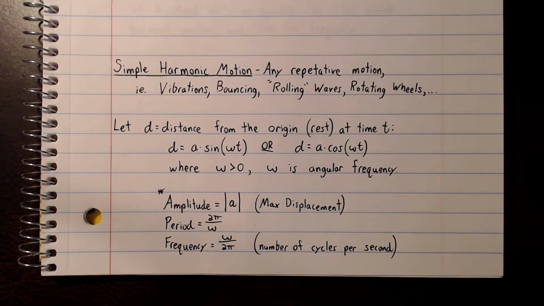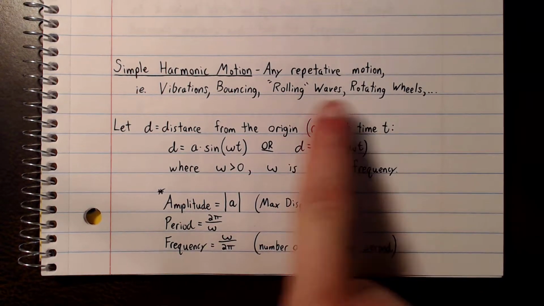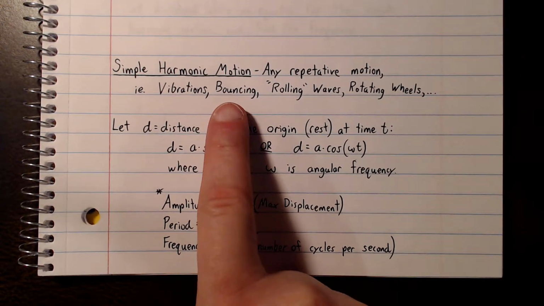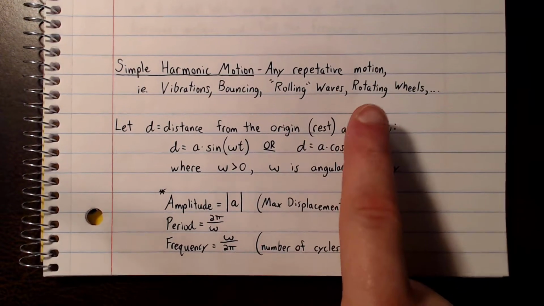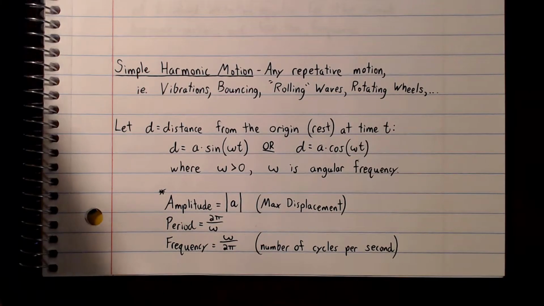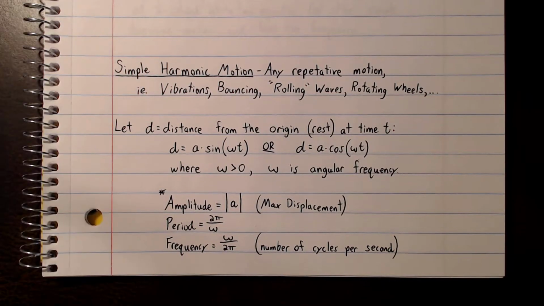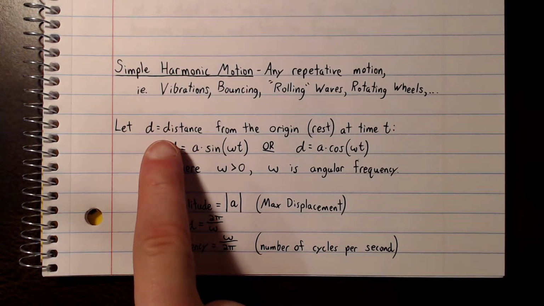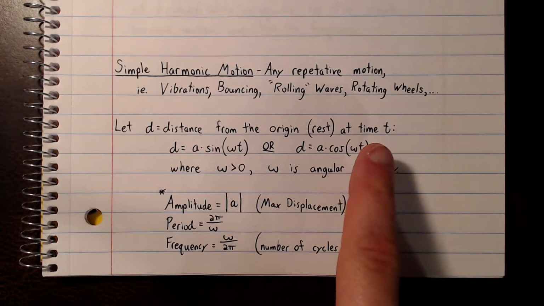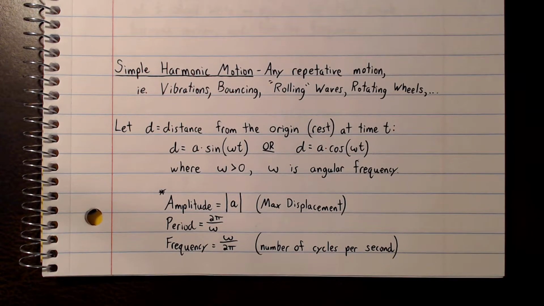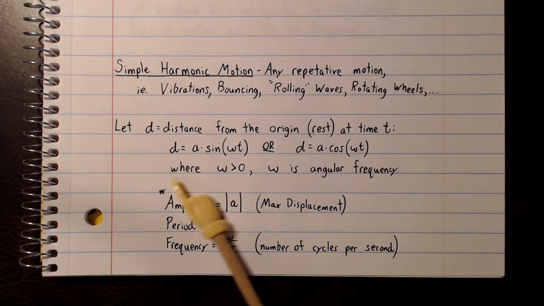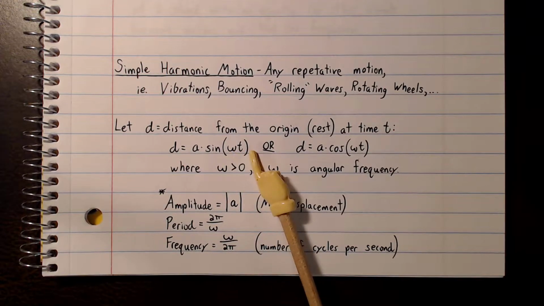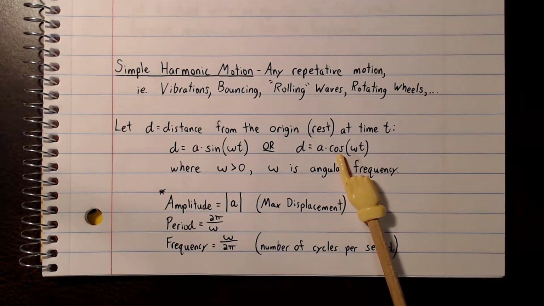Anyways, these are kind of cool. There's lots of stuff that you can work with. It's any kind of repetitive motion, which would be vibrations, like snoring, bouncing, like a basketball, which we're going to see an example, rolling waves in the ocean, rotating wheels or pedals, all sorts of stuff like that, right? So here's how simple harmonic motion works. D is going to be the distance from the origin at rest at time t. The distance from origin is going to be equal to A, which will be amplitude, times sine of Wt. Okay? Or we can use cosine.